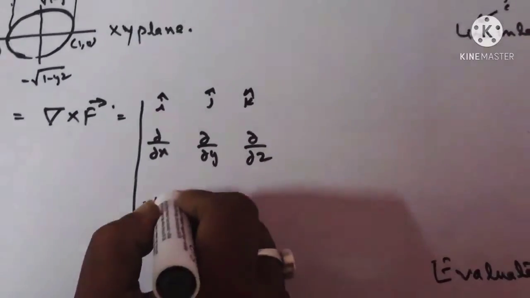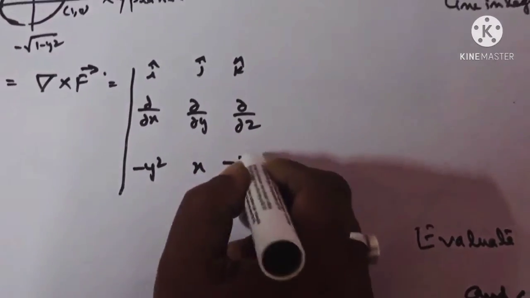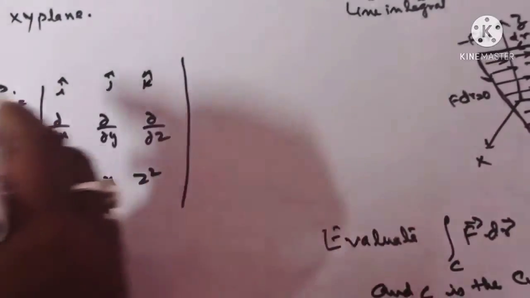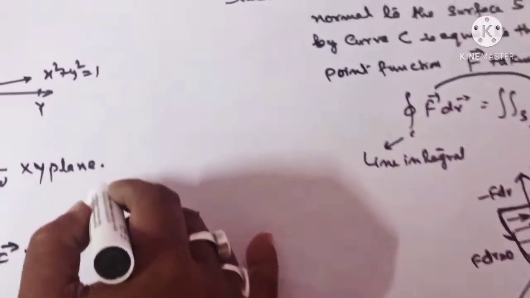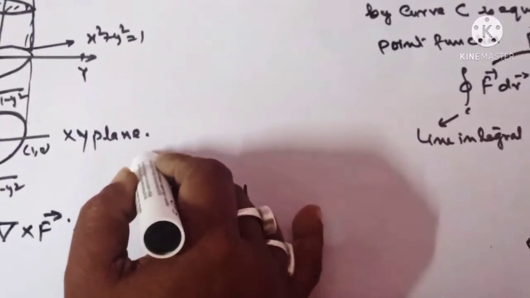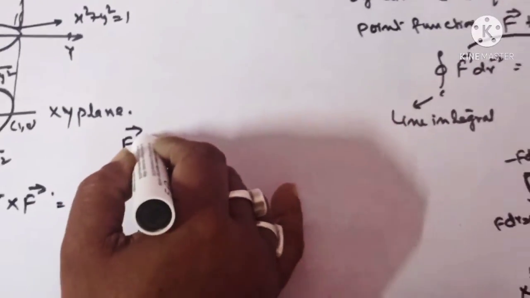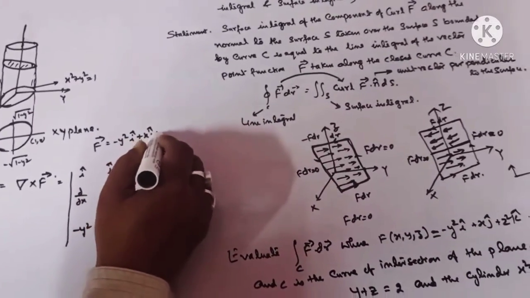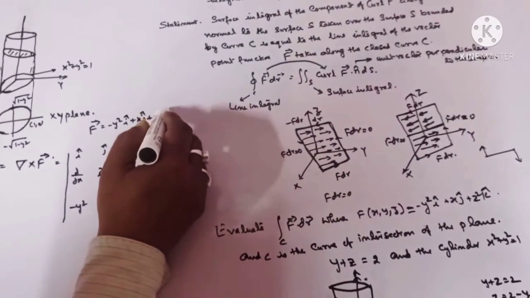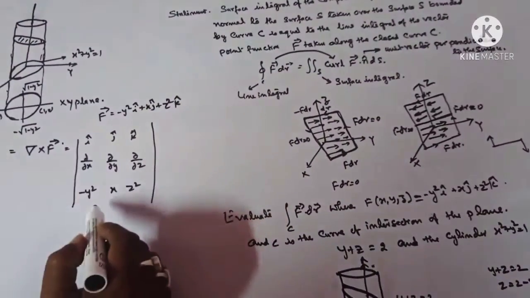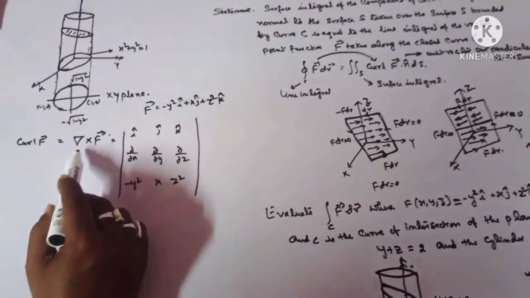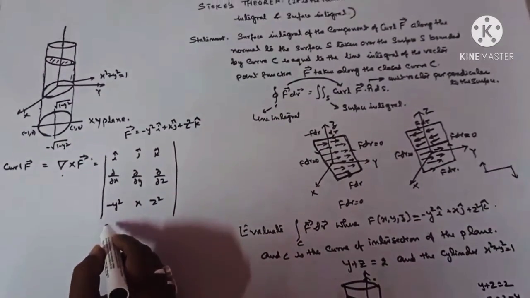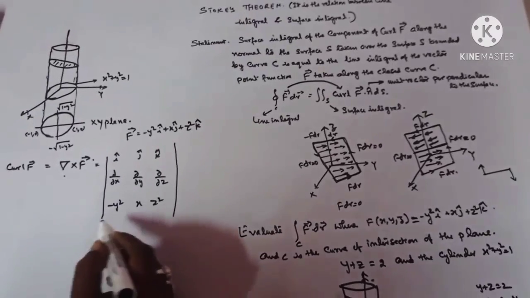So here this is y square, x and z square. Your f is given here: minus y square i cap plus x j cap plus z square k cap. This is the vector f given to you. So curl f is the operator cross f, and by the help of this determinant method we can solve the cross product.